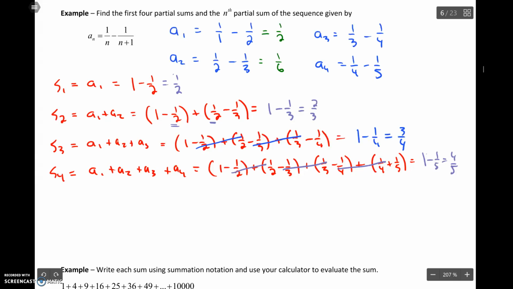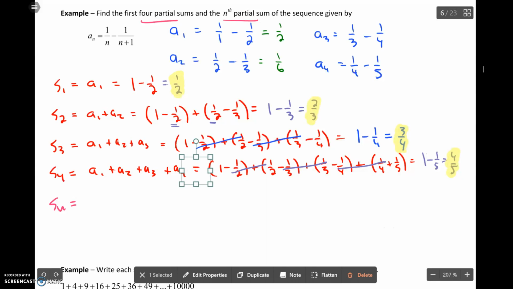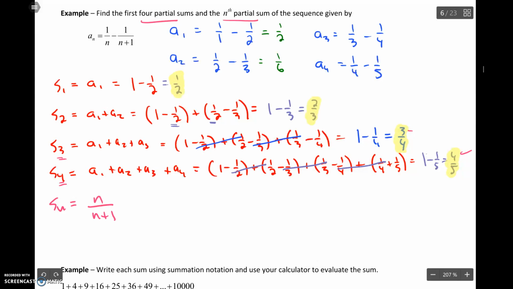So here's my sequence of partial sums. Now I'm looking for a pattern in my sequence of partial sums. So I listed the first four. Those are the first answers. And then the nth partial sum. So what's the nth partial sum? Well, it looks like I'm going 1 over 2, 2 over 3, 3 over 4, 4 over 5. It looks like the top number is just always your n, and your bottom number is always one bigger than n. That's the nth partial sum.